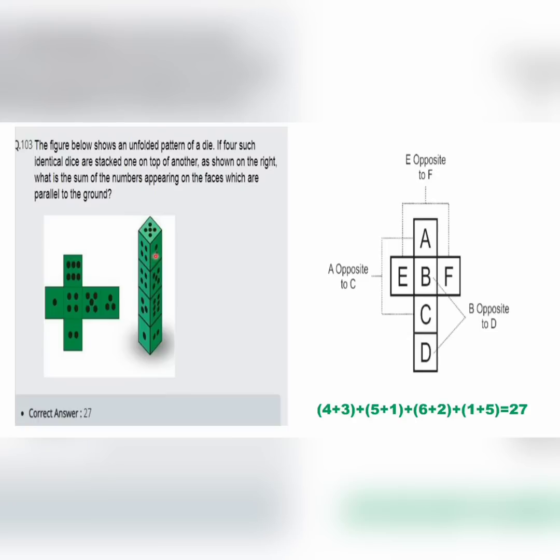So adding all these: 4 plus 3 of the base cube, then 5 plus 1 of this cube, then 6 plus 2 of the corresponding cube, and 1 plus 5 at the top. Adding all these, we have 27. Is it okay?